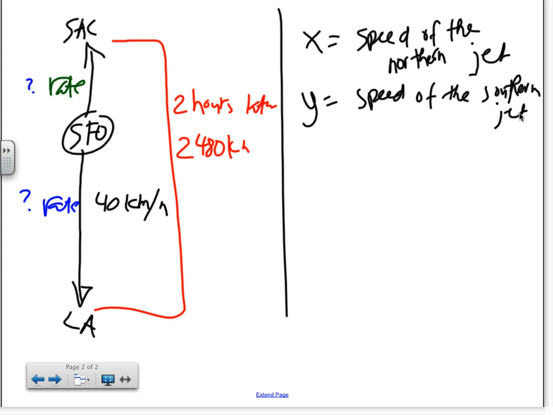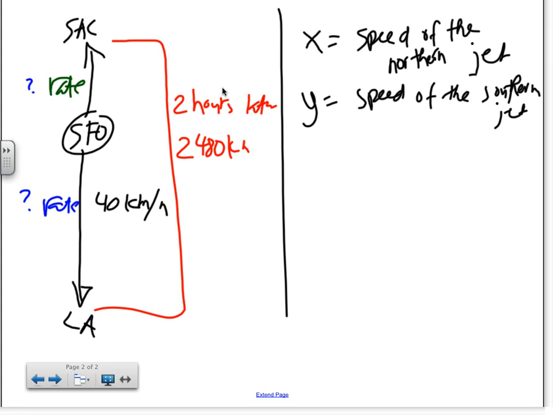Okay, are we clear on why I declare these two variables? Because I don't know the speed of either one, right? I look at my diagram and I realize I don't know the speed of either one, so it's reasonable to declare two variables to represent the speed of the two jets. Now, immediately after that, because I just declared two variables representing speed, I better have a speed equation, right? Is there anything about this diagram that tells you about the speed?